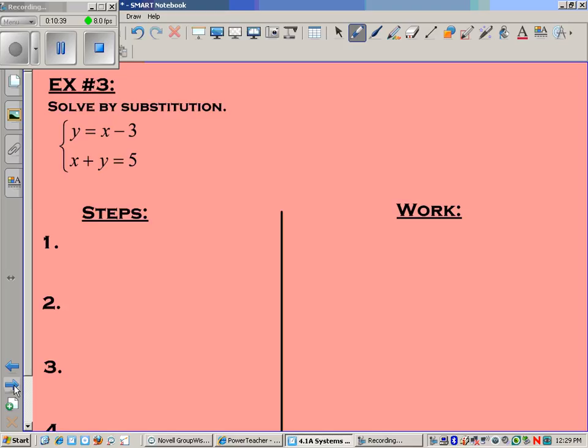All right, our next example is solving by substitution. We're going to do the notes the same way. We're going to do the steps on the left. We're going to do the work on the right. I'll give you a second to copy that down.